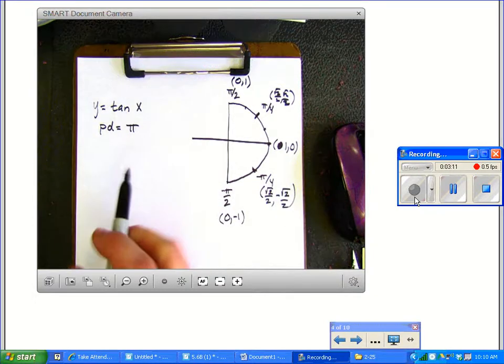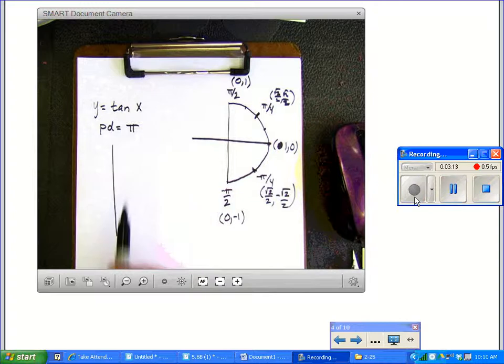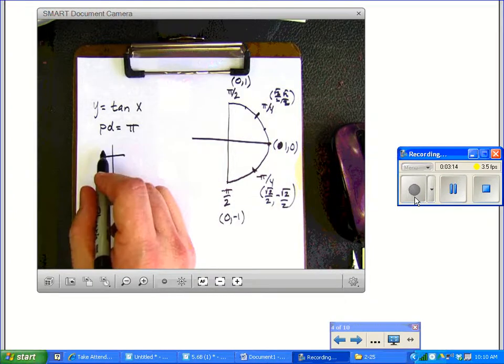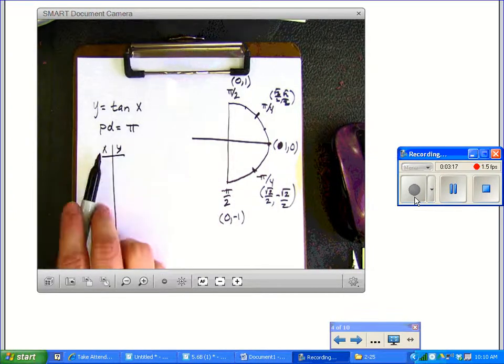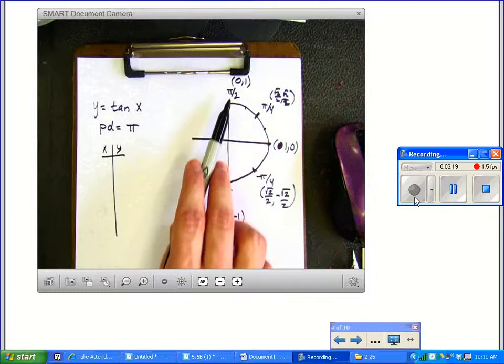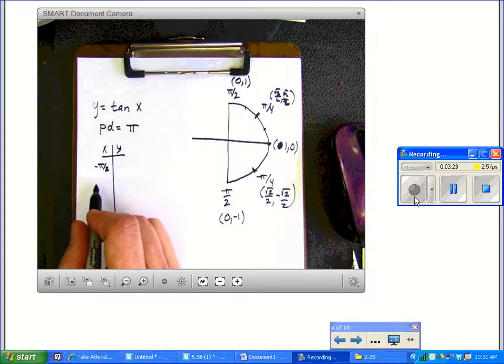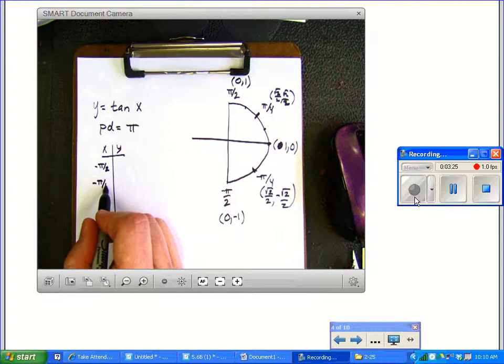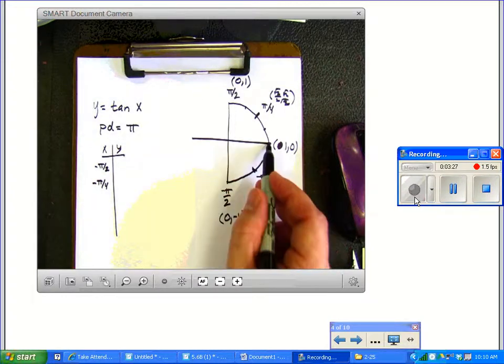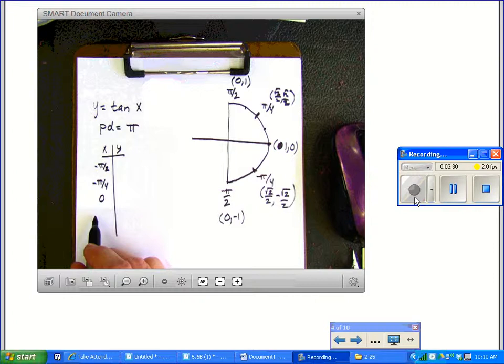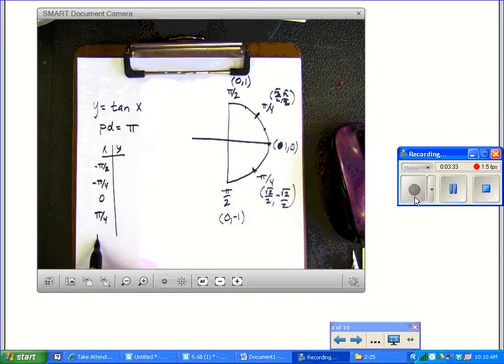Okay, let's make a little t-table. X, Y. We're going to list the angles from negative pi over 2 to pi over 2. So I have negative pi over 2, negative pi over 4, this one will be 0, pi over 4, and then pi over 2.